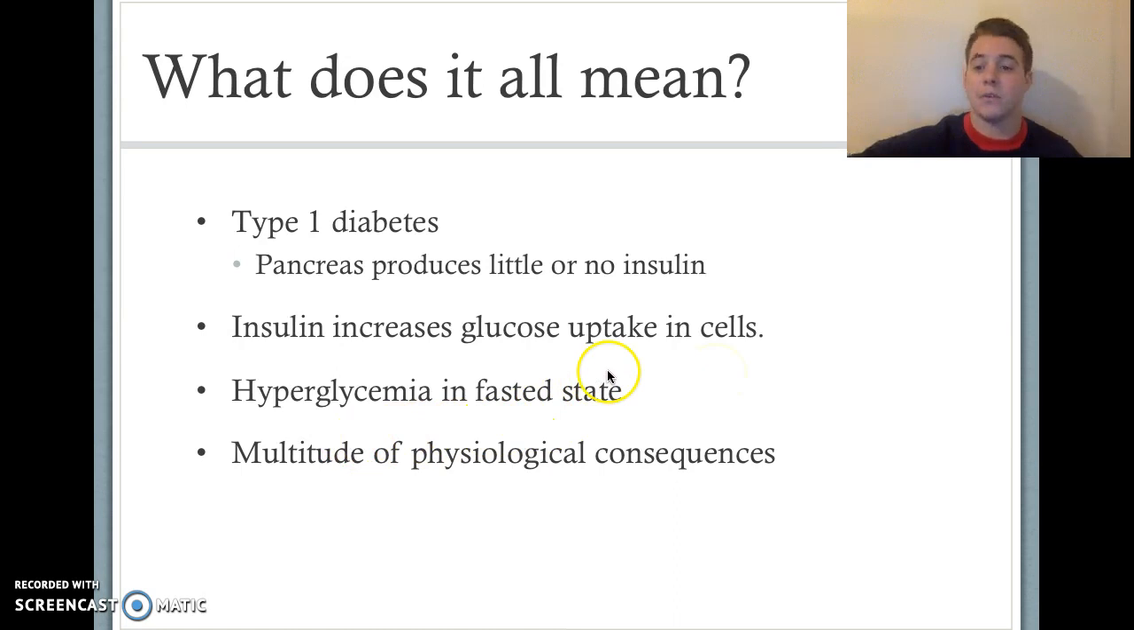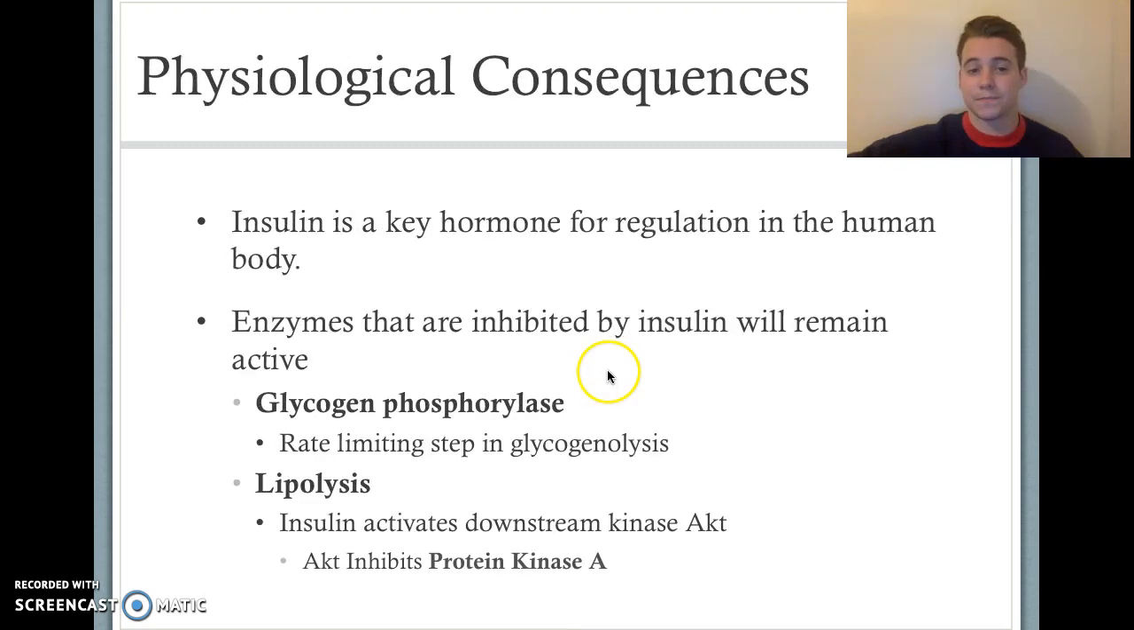Now this has a multitude of consequences because we know insulin is a hormone, we know it's one of the key hormones, and it has a lot of effects, both activatory and inhibitory. So again, it's a key hormone for regulation in the human body, especially metabolically. Now, the enzymes that insulin activates, you're not going to have those activated. But on the flip side, the enzymes that insulin deactivates or inhibits, even though you have high blood sugar, you're going to get these other things going on.